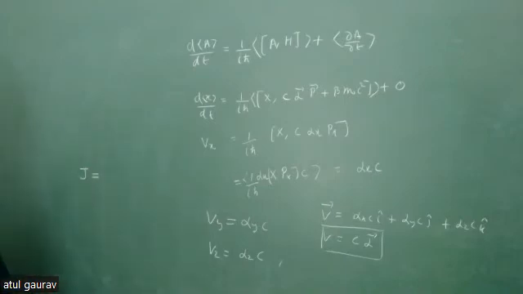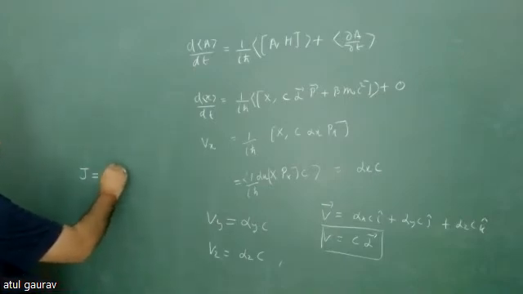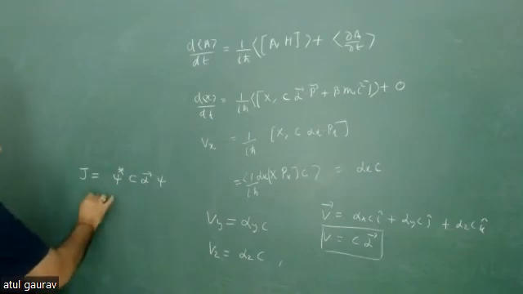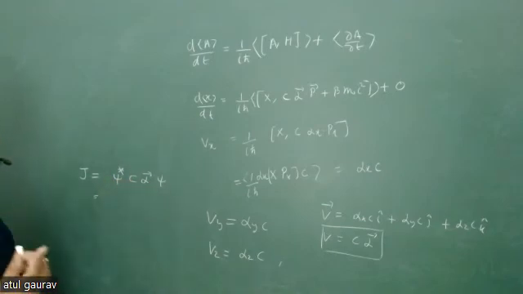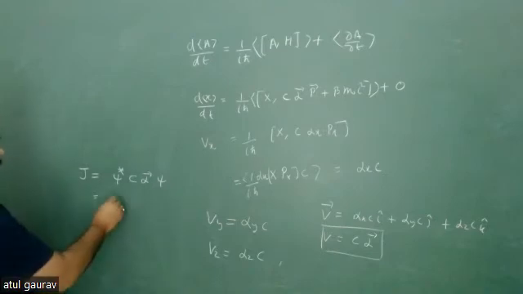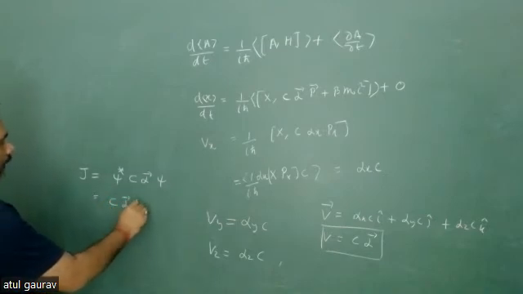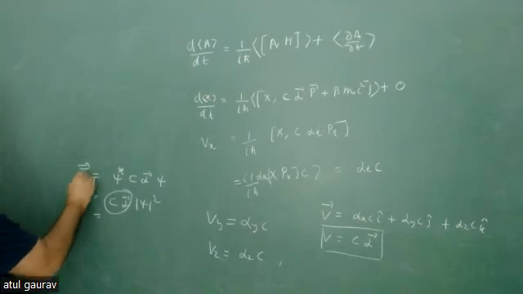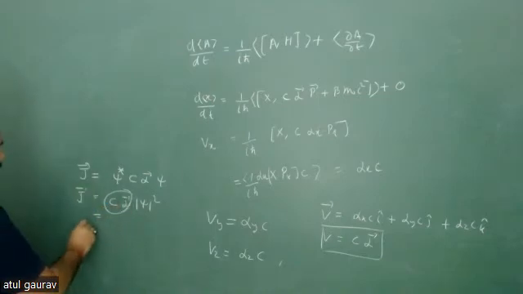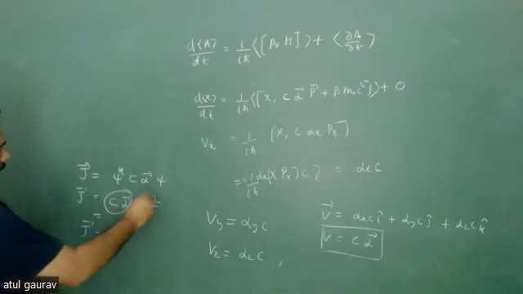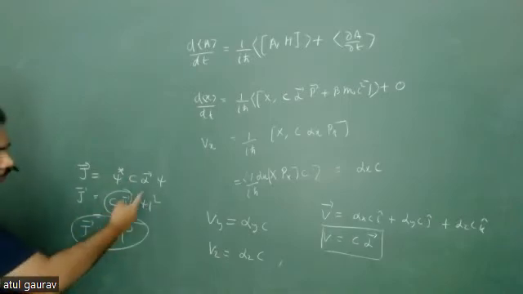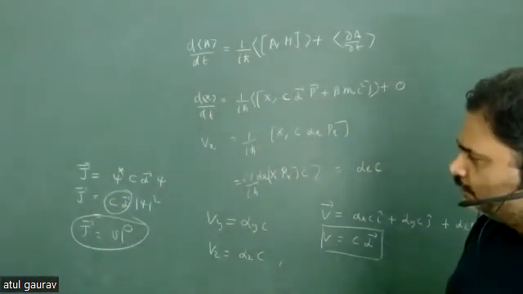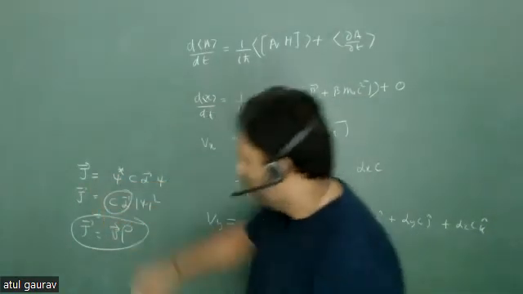And now you can check what your current density will be. The current density is psi star c alpha psi, and psi star psi is nothing but the probability density, rho. So this will be c alpha times mod psi square. This J vector is nothing but the velocity times rho, so you are fulfilling all these conditions. And this is your velocity vector.